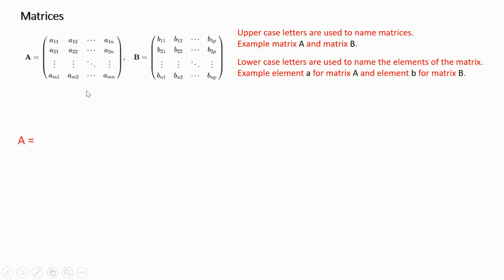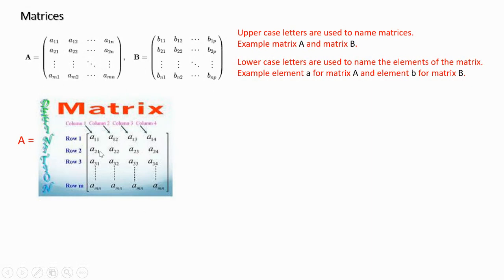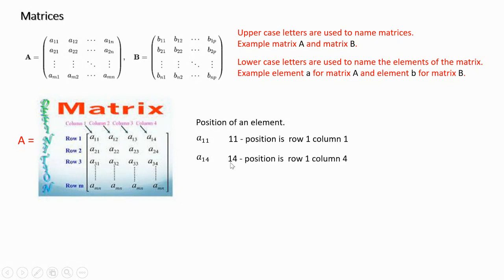Okay, so for example, here is matrix A. Again, these are my rows, and these are my columns. This is called the position of an element. a11 means, a lowercase letter means this comes from matrix A, and this is the element position. This means the first row, first column. a14 means first row, column 4. a23 means second row, third column.